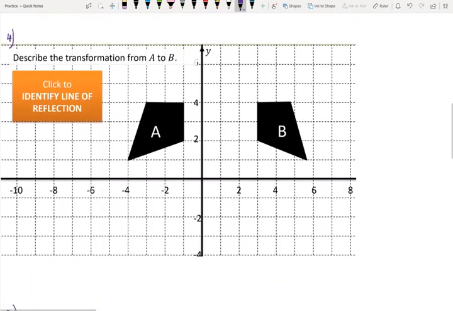Number 4, describe the transformation from A to B. So you're transforming A to B. First, A and B are congruent, so the transformation might be either reflection or translation. But if you look at these two shapes, they are exactly the same, and they are the image of each other. So the transformation is going to be reflection, and where is the line that you're reflecting according to?